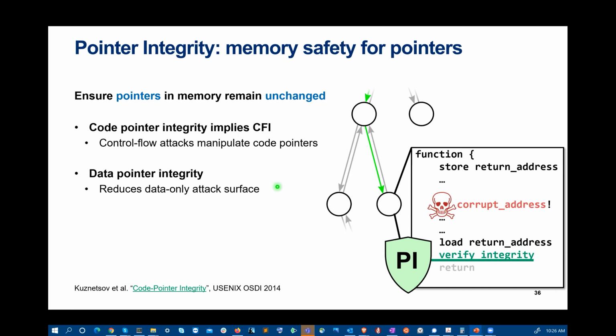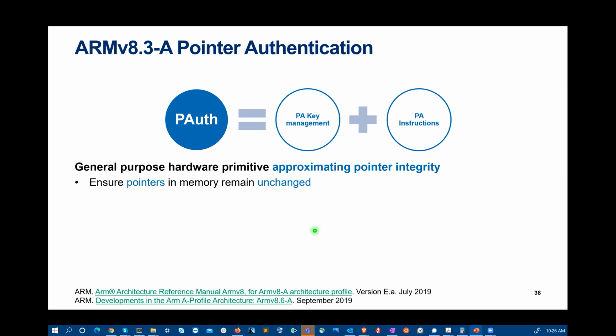You can imagine that you can also have a similar notion for data pointers. So ARM pointer authentication was an attempt to approximate this notion of code pointer integrity. And you can think of this as consisting of two pieces. One is new instructions that can be used to compute an integrity value, which ARM calls a pointer authentication code, for a given pointer. And then also check that integrity value later on before you use it. ARM uses a cryptographic message authentication code as the basis for pointer integrity. That means that you have to manage that key somehow. And that's the second part.